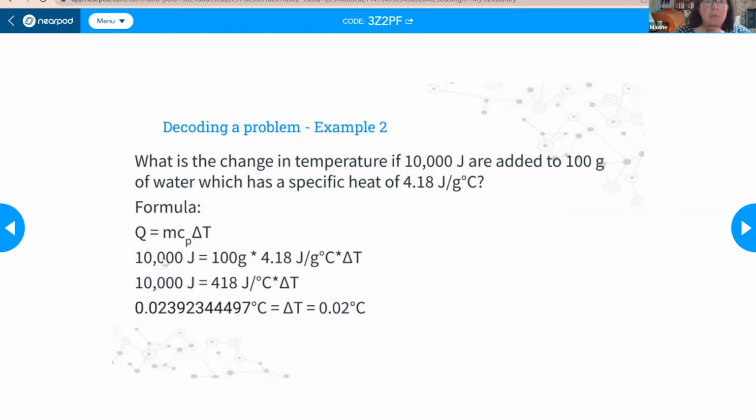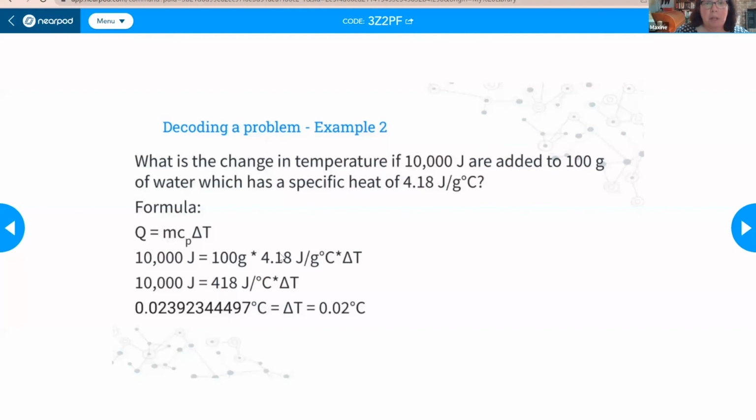So I just plug each number in where that letter is. My Q is where the joule number goes. My M is where the gram number goes. This little CP, or specific heat, is where that number goes. And then the unknown, I'm just going to leave as the letter it is. So the first step is to just plug the numbers into the formula.